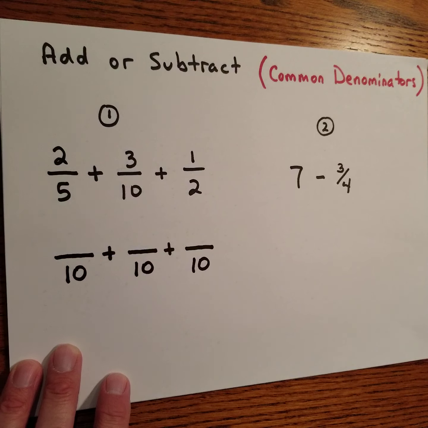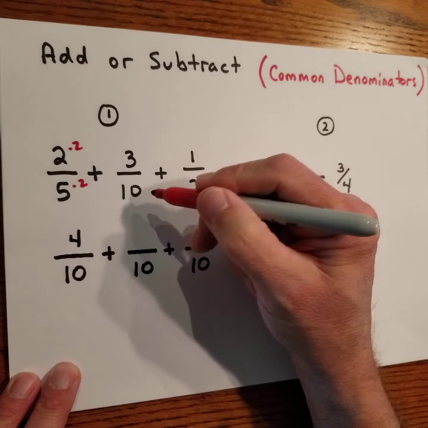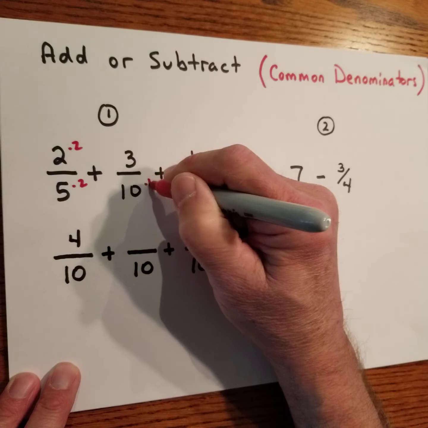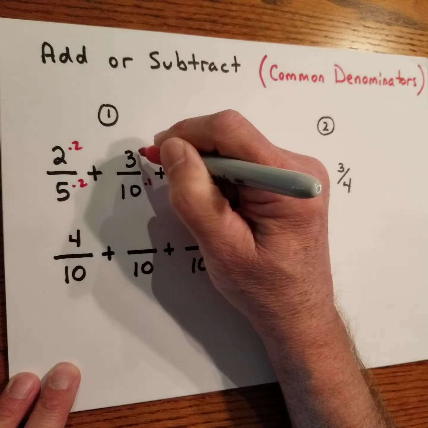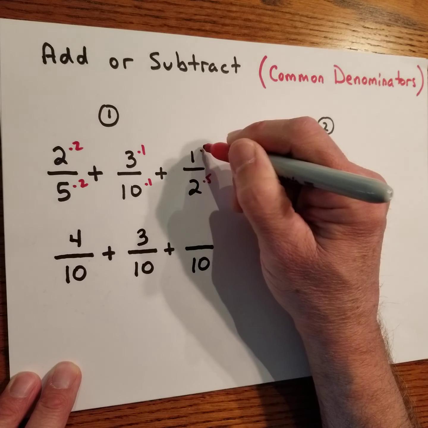Now for the numerators. What do you multiply times 5 to get 10? It's 2. What do you multiply times a number to get itself? It's 1. And what do you multiply times 2 to get 10? It's 5.